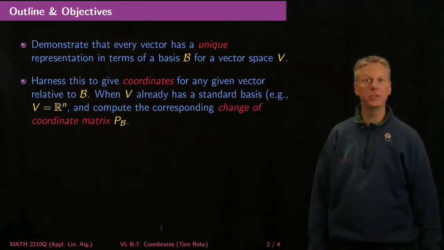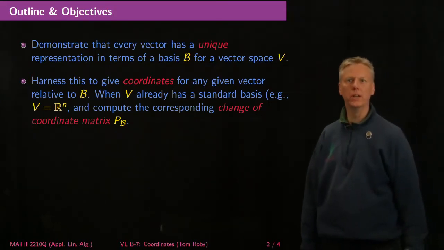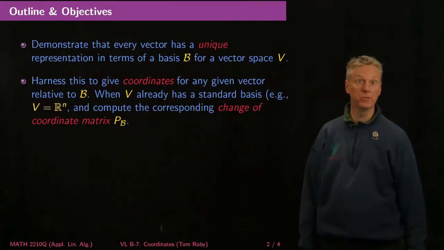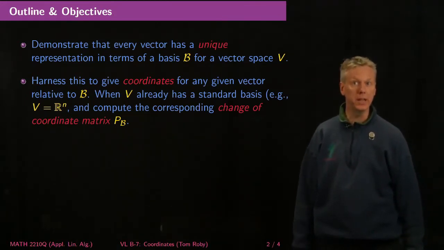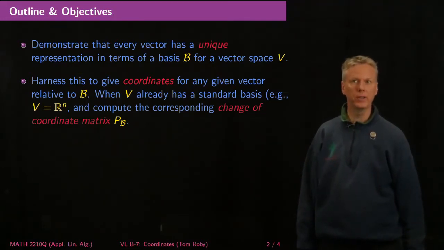We'd like to demonstrate that every vector has a unique representation in terms of a basis B for a vector space V. I think I've mentioned this before, but we know that we can always write things in terms of a basis because it's a spanning set. But we haven't shown that this representation is unique. And we'll need that in order to define coordinates for any given vectors relative to a given basis.